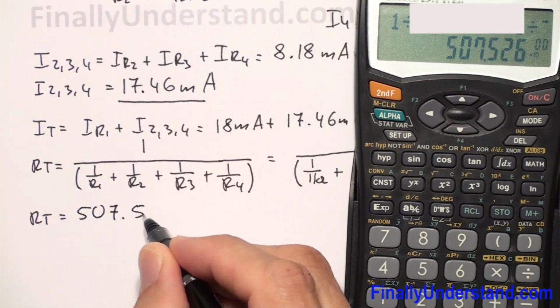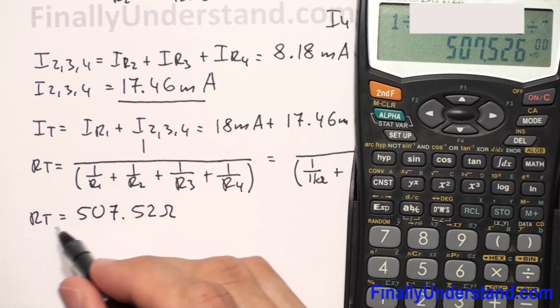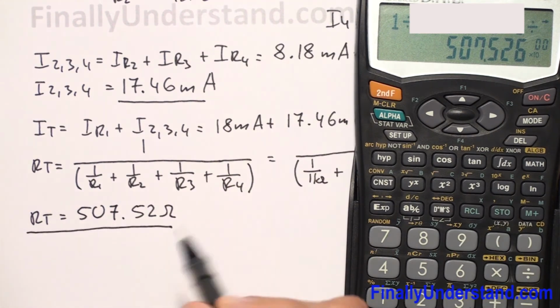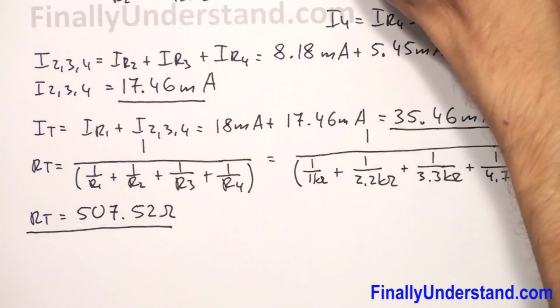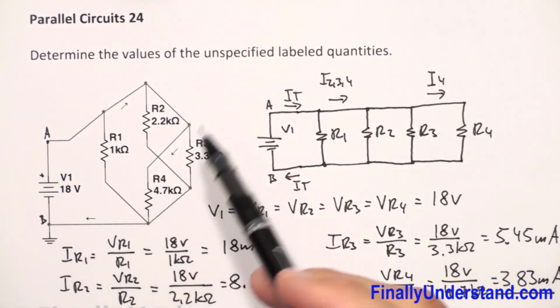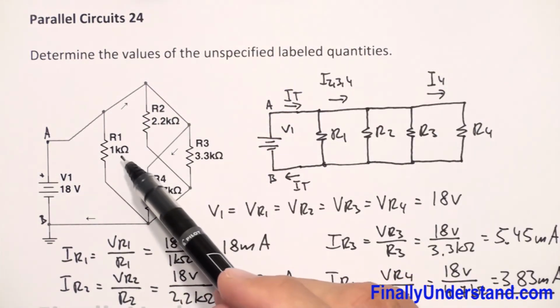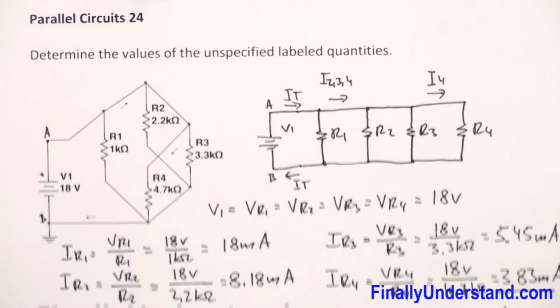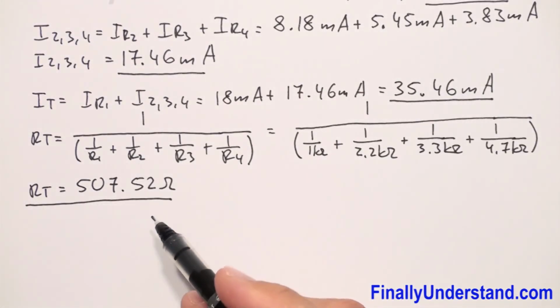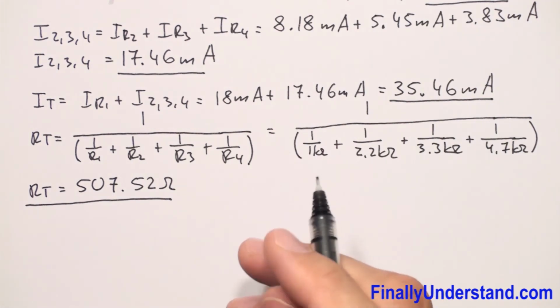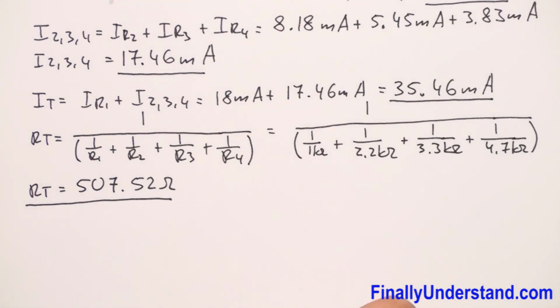This is equal to 507.52 ohms. Okay, so please notice that total resistance is less than the lowest resistance in the circuit. Okay, lowest resistance in the circuit is 1 kilo ohm. We get R total equal to 507.52 ohms. So it means that so far we are doing fine.